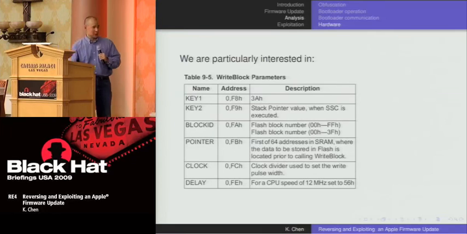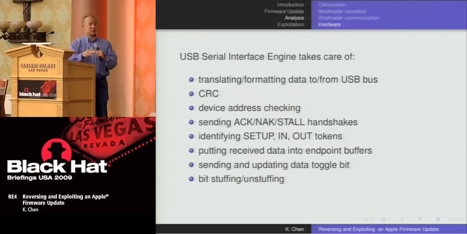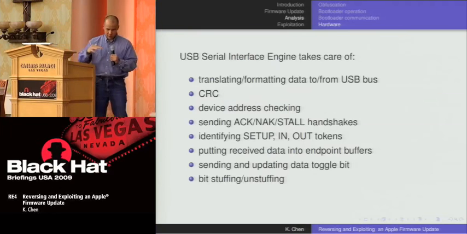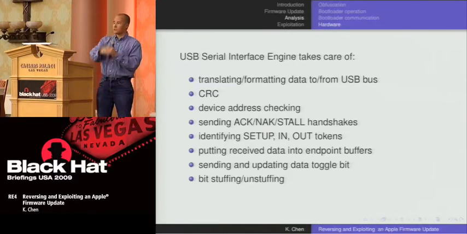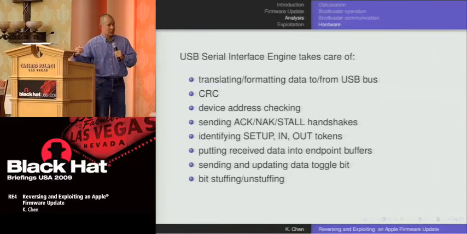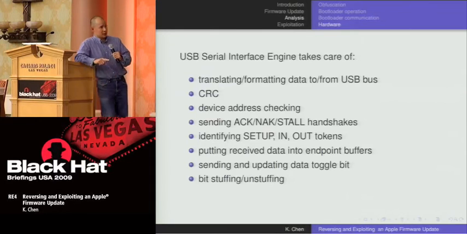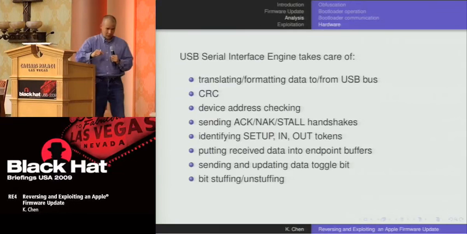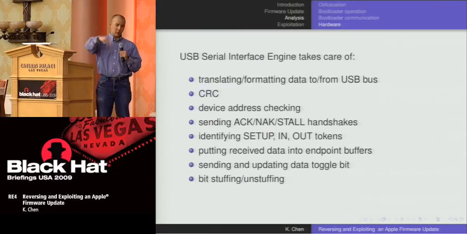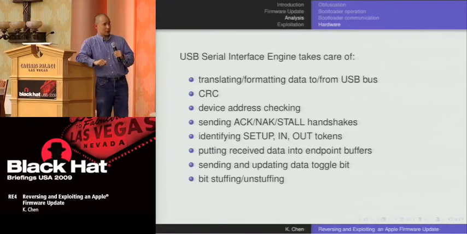Since this is a USB device, the natural thing is we're also interested in the serial interface engine. Whenever you're developing a USB application, you have to know what the serial interface engine takes care of and what the firmware on the chip takes care of. The serial interface engine translates and formats data. It does the CRC checksums for us. Remember, CRC is for interrupt, bulk, and control endpoints. For isochronous, there's no error checking.